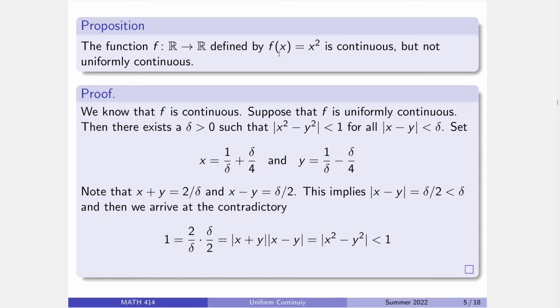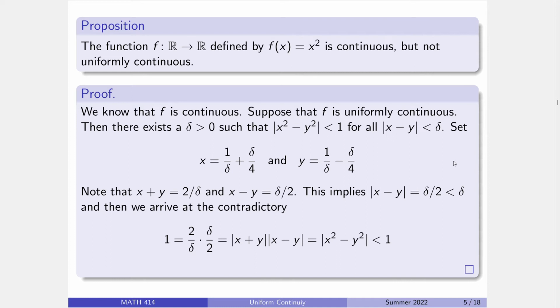There we go. X squared betrays us. It fails to be uniformly continuous. And note, it actually fails not necessarily in the way that I was speaking of. There's a symmetry here that I'm exploiting. There we go. Alright, cool.